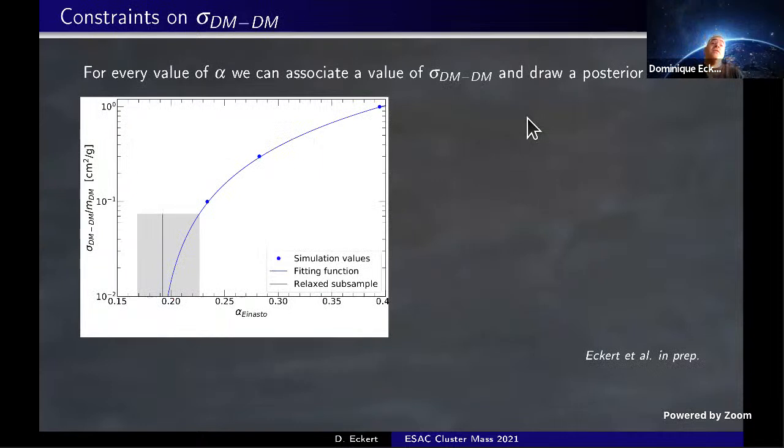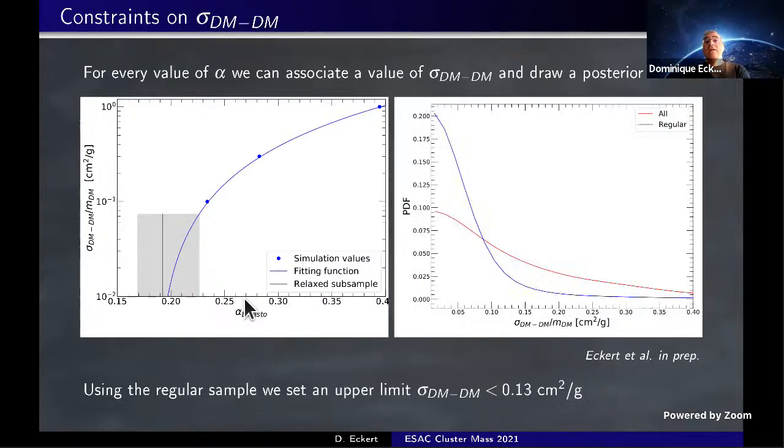So what we do, we just fit a curve here that relates the Einasto alpha parameter in the simulations to the self-interaction cross-section. And we have these points here with the curve in blue. And right here is the values measured on average in our relaxed subsample. And we end up with this type of posterior for the self-interaction cross-section. So when we put all this together, if we use the regular subsample, we can put an upper limit to the self-interaction cross-section of 0.13 centimeters square per gram, which is about 10 times deeper than what can be done from merging systems like the bullet cluster.